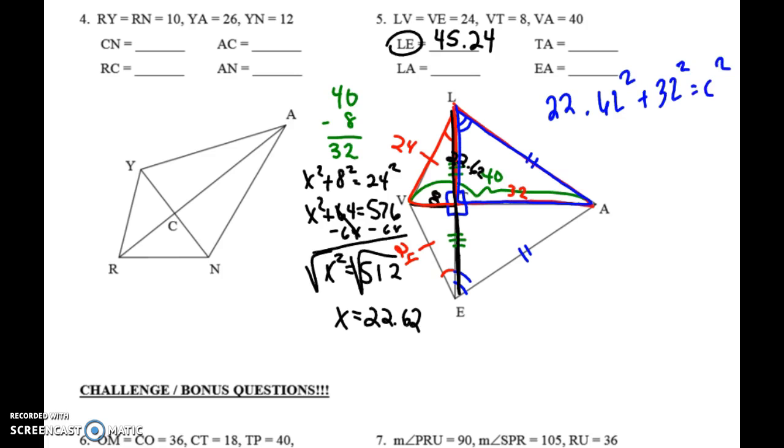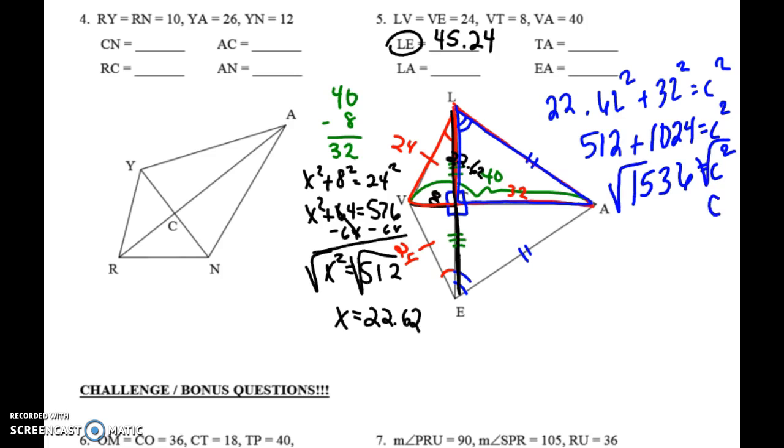Well, 22.62 squared is the 512, and 32 squared, is that 1024? Okay, and then I would take the square root of both sides. What's the square root of 1536? 39.19. One more time? Oh, 39.19. 39.19, very good. So that tells me that this side is 39.19. That's LA.